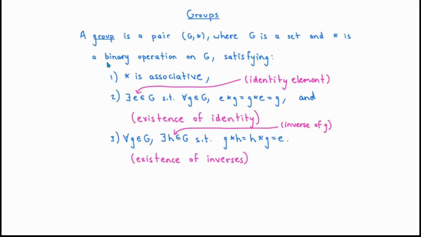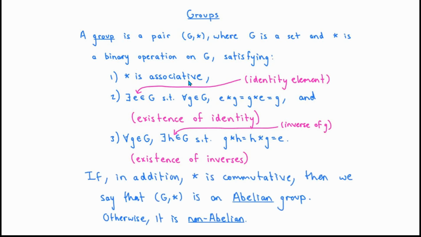Now, you might notice that in this definition, we required the binary operation star to be associative, but we didn't say anything about commutativity. Well, commutativity is an extra property which may or may not be satisfied in a group. If we have a group where the binary operation is commutative, then we call it an abelian group. But there are many more interesting examples of groups where the binary operation is not commutative, and those are called non-abelian groups. We're going to see lots of examples of abelian and non-abelian groups in the coming videos.